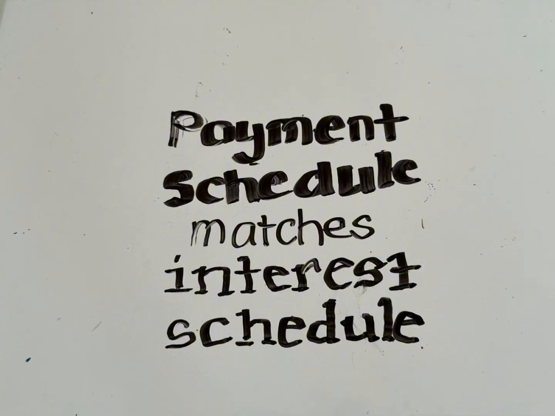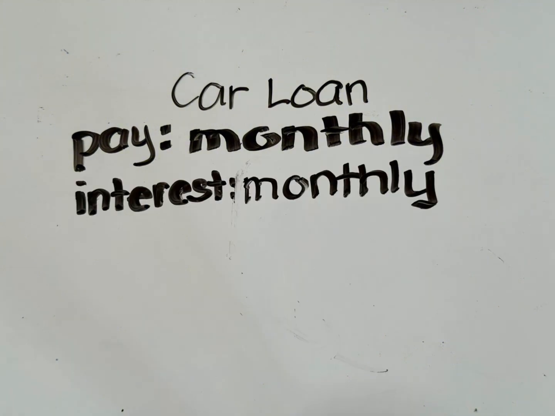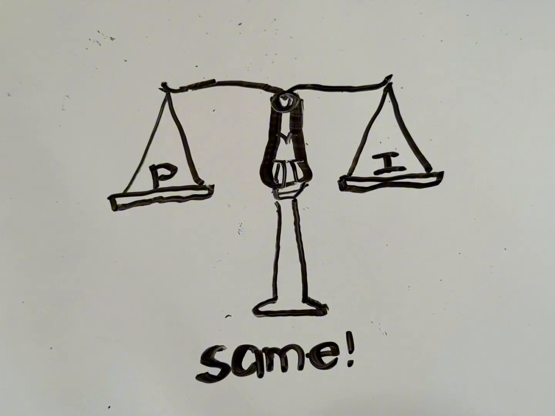Let's have an example. Let's say a car loan. This car loan is paid monthly and applies monthly interest too. Now, based on this example, the payment and interest schedules are the same.